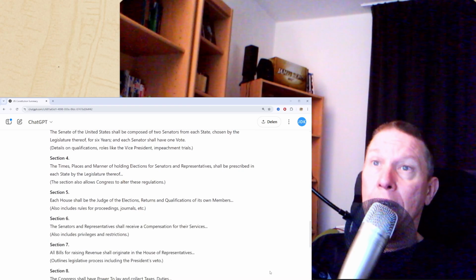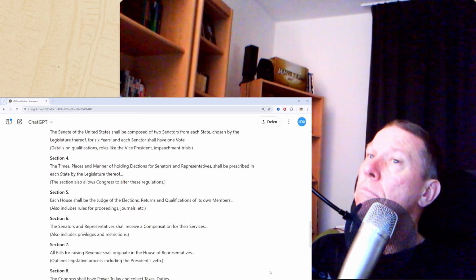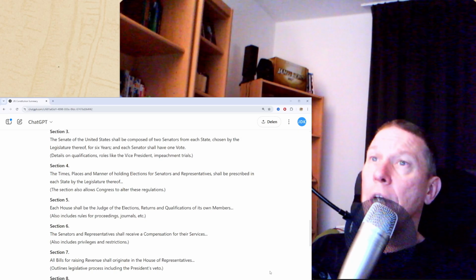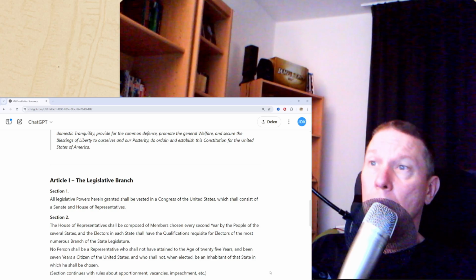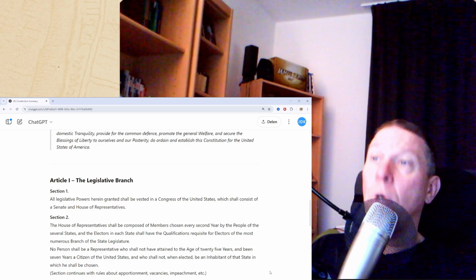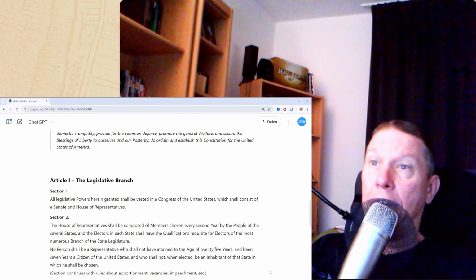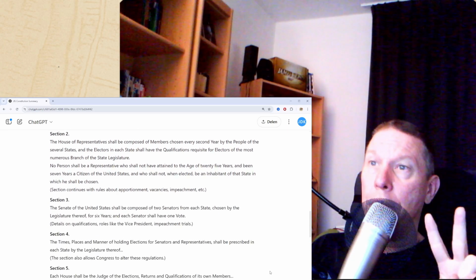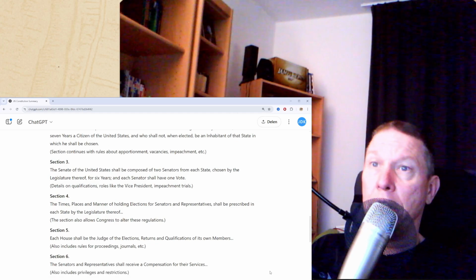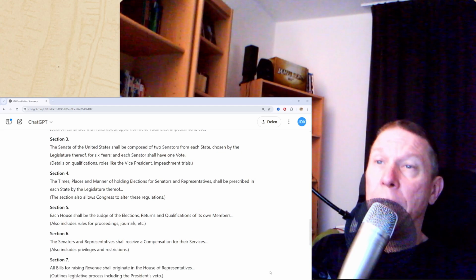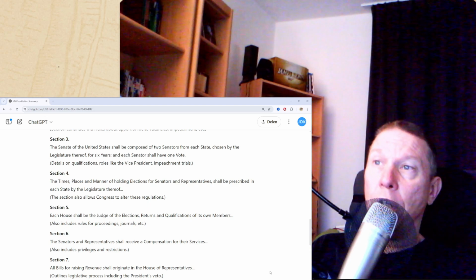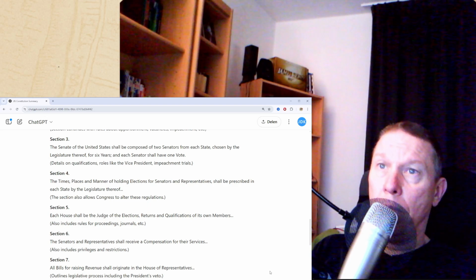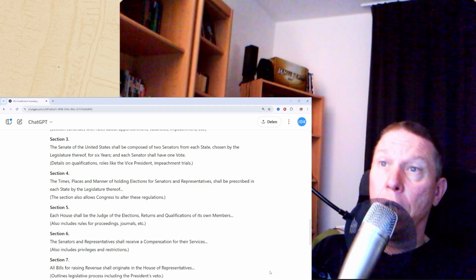Section 5. Each house, so each house meaning, what did we have? The House of Representatives. Oh yeah, we got the House of Representatives and the Senate. Okay, those two are now clear to me. We got senators and we got representatives. Each house shall be the judge of elections, returns, and qualification of its own members.